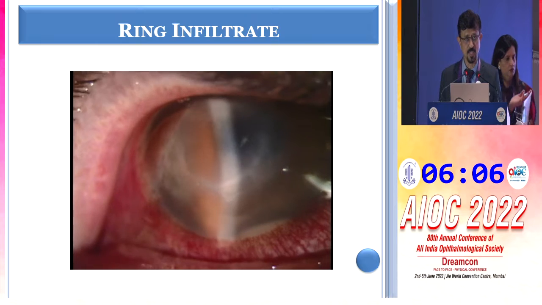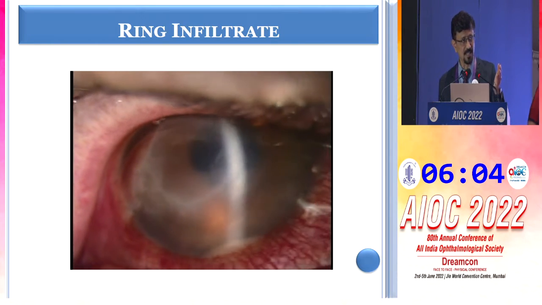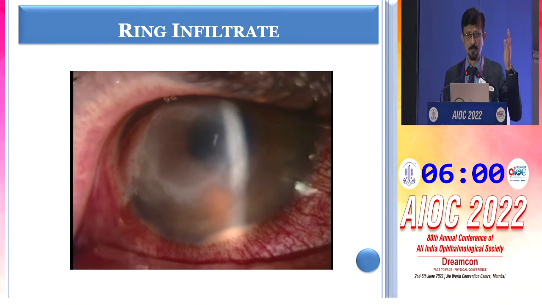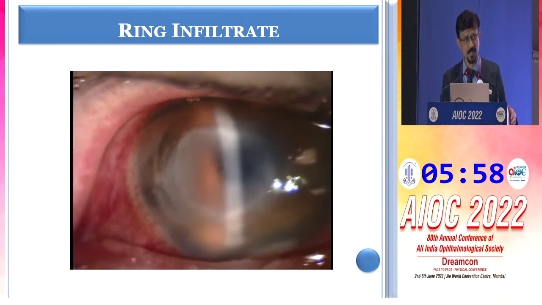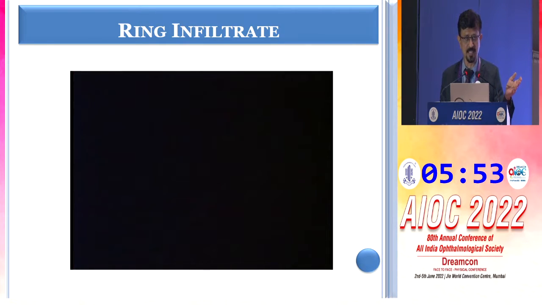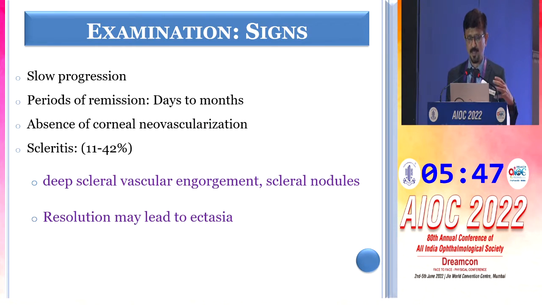Ask the patient whether the patient is using contact lens. If he has used contact lens, this ring infiltrate can be because of two reasons. One can be Pseudomonas, the other one can be Acanthamoeba. If it is very rapidly progressing, then it is Pseudomonas. If it's not rapidly progressing, if it is slow progressing, then it can be Acanthamoeba. So based on the initial history itself, you can somehow guess what it is.